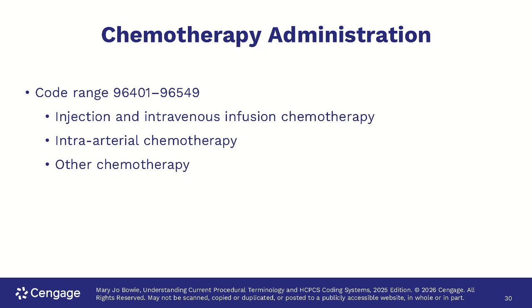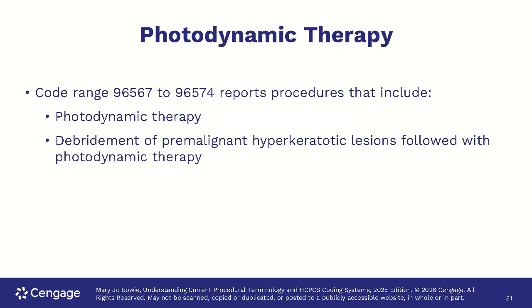Then we go on to chemotherapy. So this is 96401 through 96549. This particular area has three components: injection and IV infusion chemo, intraarterial chemotherapy, and then other injection and infusion services. Again, more notes, and more notes. More than we even have time to discuss.